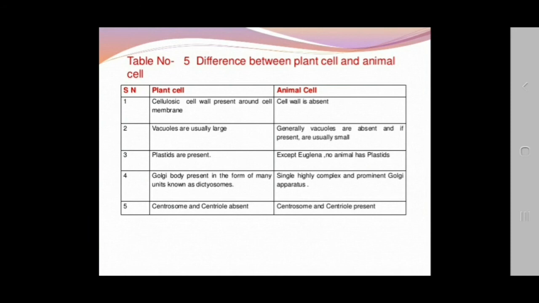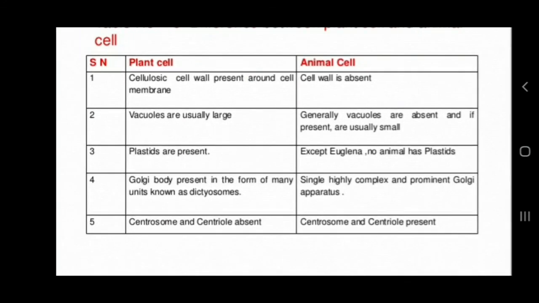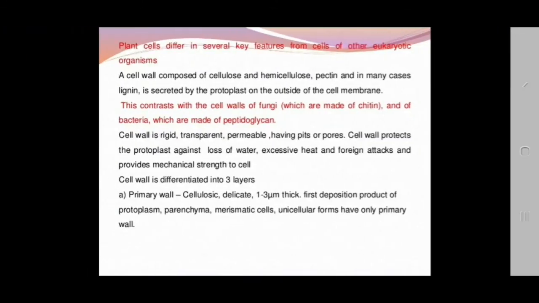Now see, these are some differences you might have studied in the lower classes. Okay, the cell wall is present in the plant cell, the vacuoles are larger, the plastids are present, the Golgi bodies are present in the form of many units. We call them dictyosomes. The centrosome or the centrioles is absent in the plant cell. Clear? See, these are the basic differences between the plant cell and the animal cell.